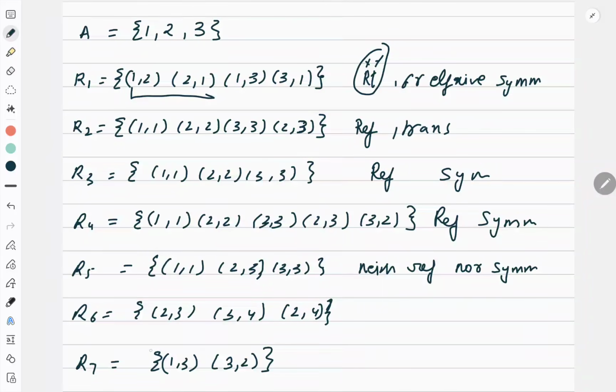Now go to R6. It is transitive. It is irreflexive. And it is not symmetric. Same way R7 is irreflexive, but it is neither transitive nor symmetric. Okay, so this is how you have to do the questions. Okay, now let's see what is the next question.